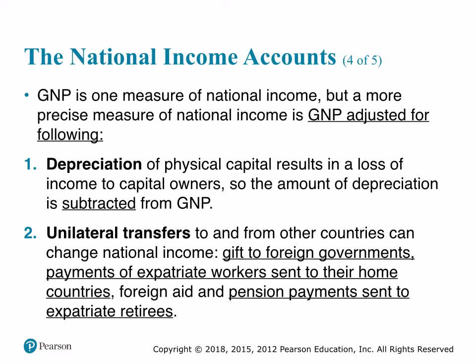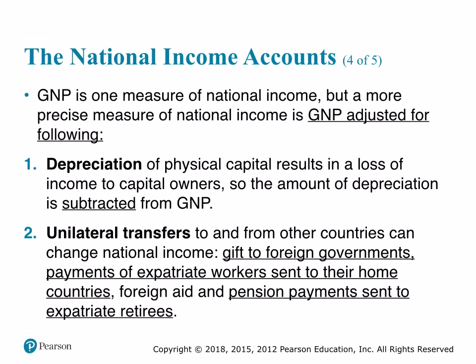The second important factor that we need to adjust GNP for is unilateral transfers. However, unilateral transfers are included in the GNP. For instance, depreciation of machines is subtracted from GNP. However, unilateral transfers are included in GNP. So what do unilateral transfers include? They include foreign aid, gifts to foreign governments, and retirees who left the country but live in Mexico or Jamaica with their pension payments or social security.